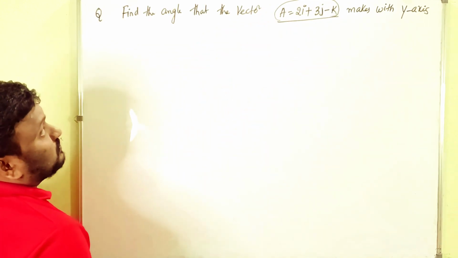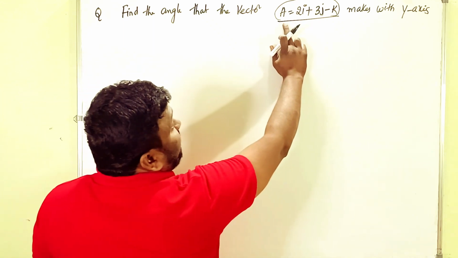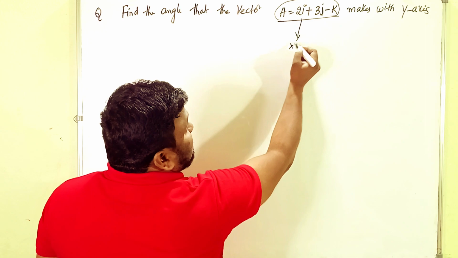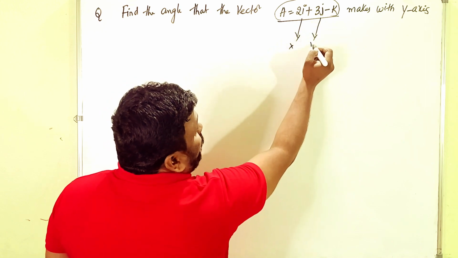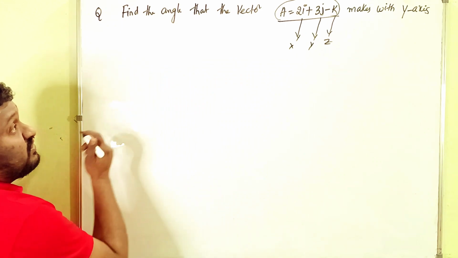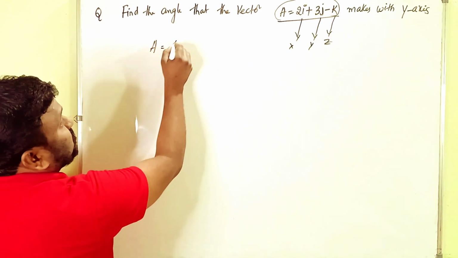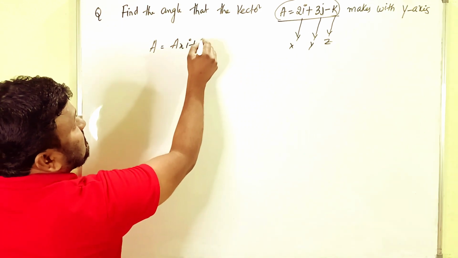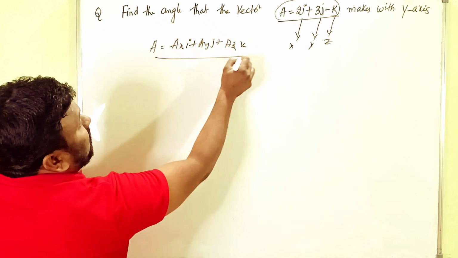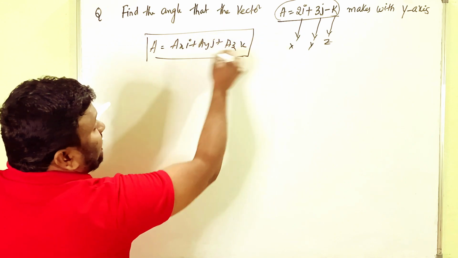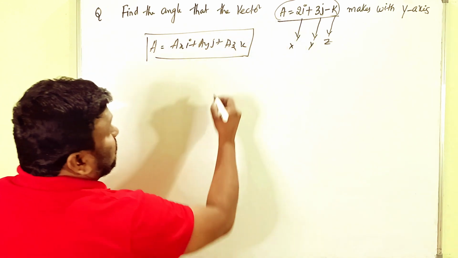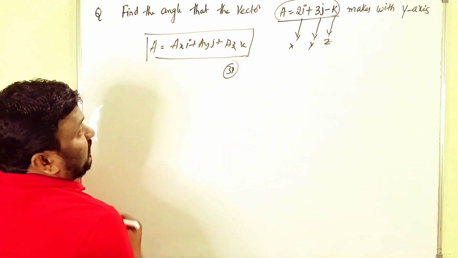We have to find out. It is given as three dimensional because here i represents the x axis, j represents the y axis and k represents the z axis. That's why A is equal to Ax i plus Ay j plus Az k. First you have to confirm the vector is in three dimensional. So according to the given data, it should be in a three dimensional plane.